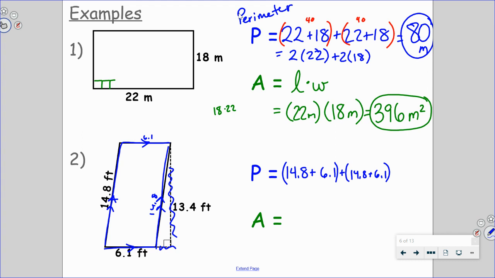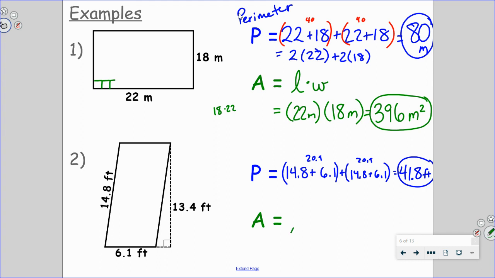So 14 and 6 is 20, 20 and 9/10. If I double 20 and 9/10, I'm going to get 41 and 8/10. What? Well, I'm talking feet. So this is literally, if I did have a ruler, and usually rulers are 12 inches, and I went all the way around it, it would take me 41 rulers and then another part of a ruler, 41 and 8/10 feet.